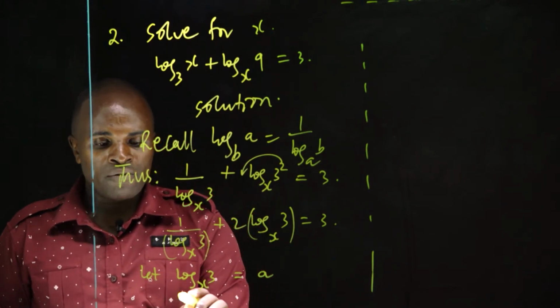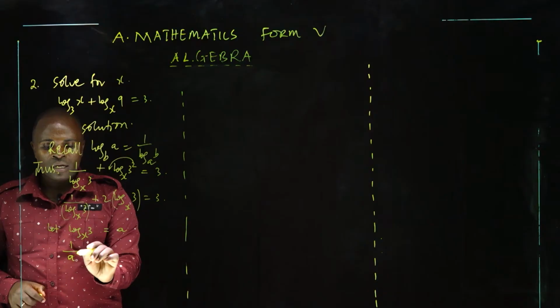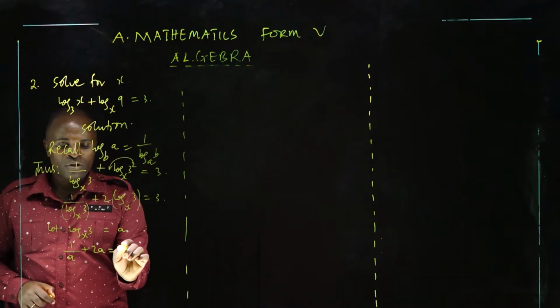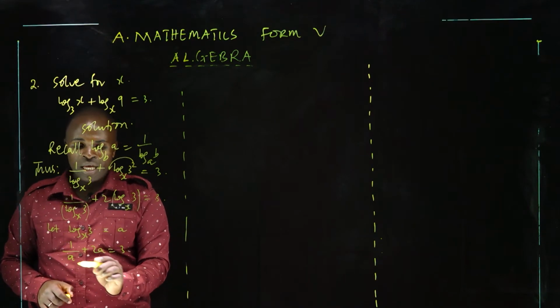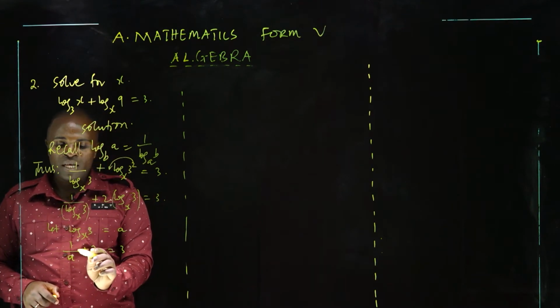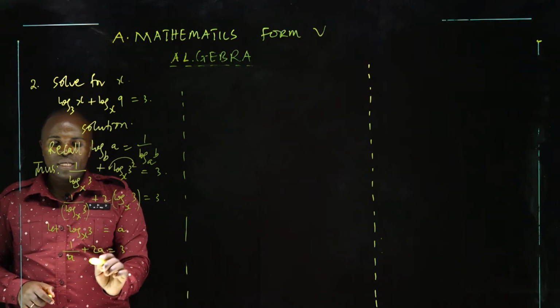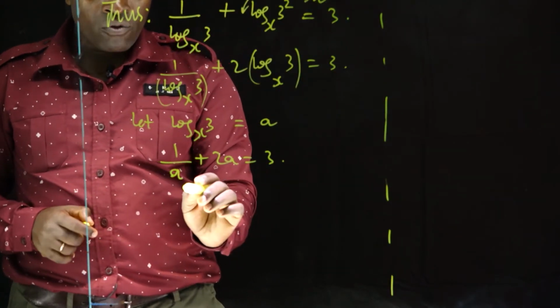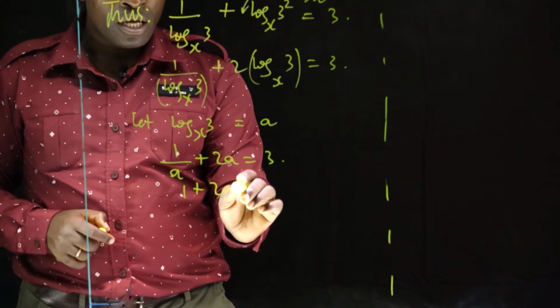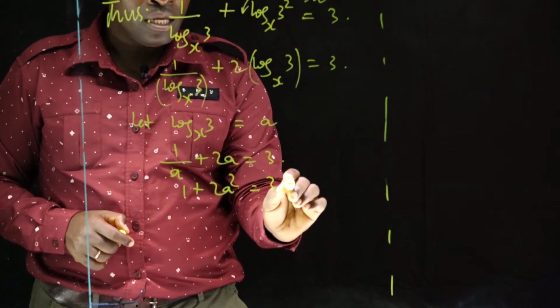It means we are going to have 1 over a plus 2a equals 3. Avoiding the denominator, multiply by a on both sides. When you multiply by this a, it will make a linear equation with no denominator at all. The denominator is just 1. So you have 1 plus 2a square equals 3a.